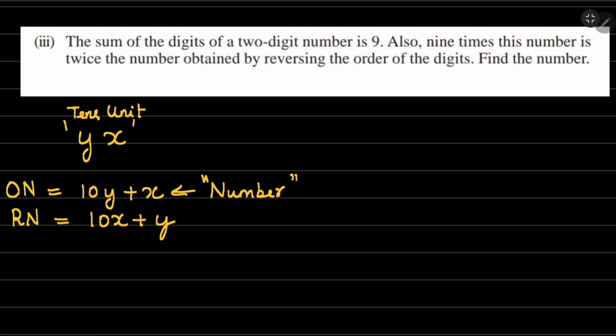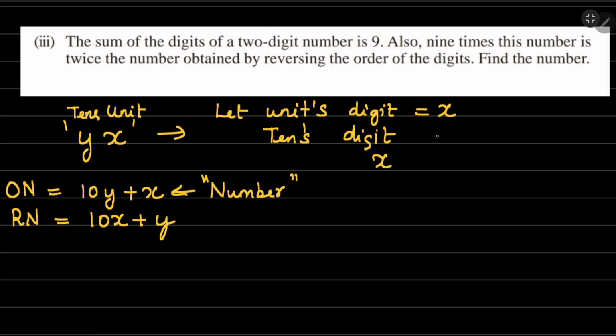Now let us read the question. The minute you are given a 2-digit number, you can take yx or xy. So the sum of the digits of a 2-digit number is 9. According to the first sentence, let the units digit be x and let the tens digit be equal to y. So according to the question, x plus y is equal to 9. This is your first statement.